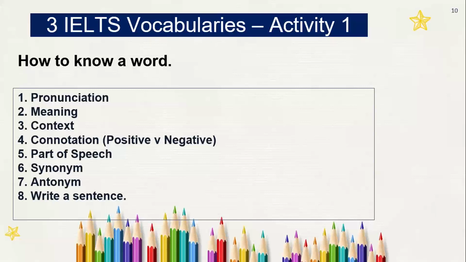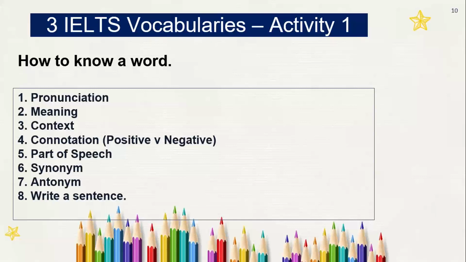Number seven, what is an antonym for the word? And finally, can you write a sentence with the word? Write a sentence with the word. Writing it down means that you're going to remember it. So in your vocabulary notebook, you would want to write a sentence using that word. And if you write it down, then you'll remember it.